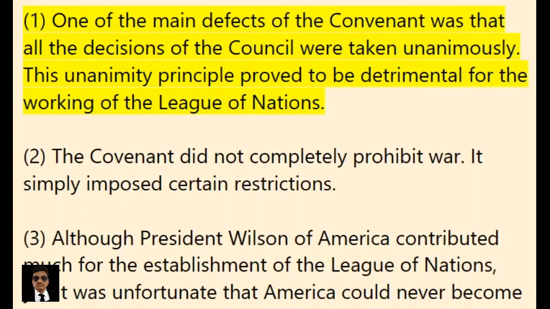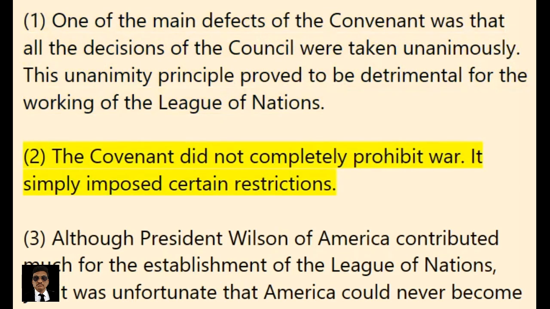1. One of the main defects of the Covenant was that all the decisions of the Council were taken unanimously. This unanimity principle proved to be detrimental for the working of the League of Nations. 2. The Covenant did not completely prohibit war. It simply imposed certain restrictions.